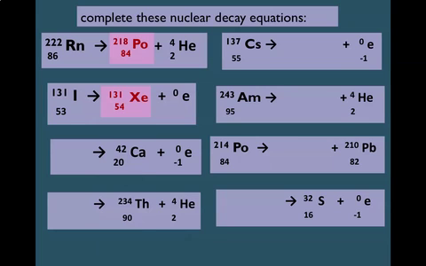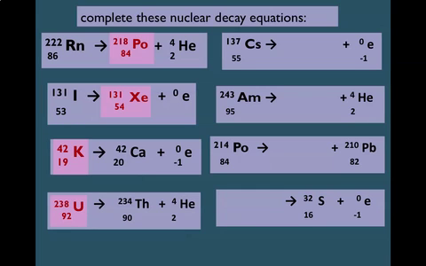On the next one, we're just going to add these going across. So 42 plus 0 is 42 on top. 20 minus 1 is 19 on the bottom. So I get potassium. Remember, you're using the bottom number to look it up on the periodic table. Okay, 234 plus 4 is 238. 90 plus 2 is 92. And that is uranium.